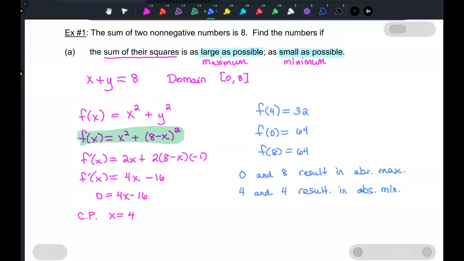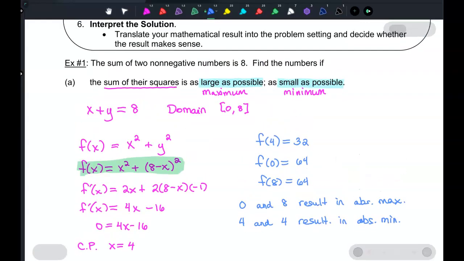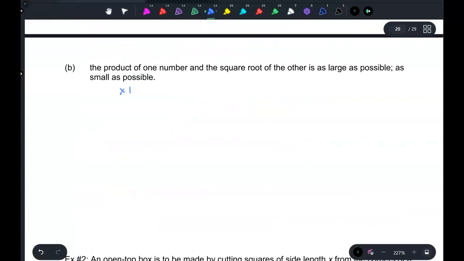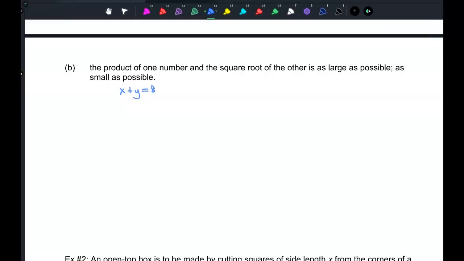Okay, we're using the same first part. This is just extending to part B. So we still have the sum of two non-negative numbers is 8. So on the next page we'll still have x plus y equals 8, and the domain is 0 to 8.